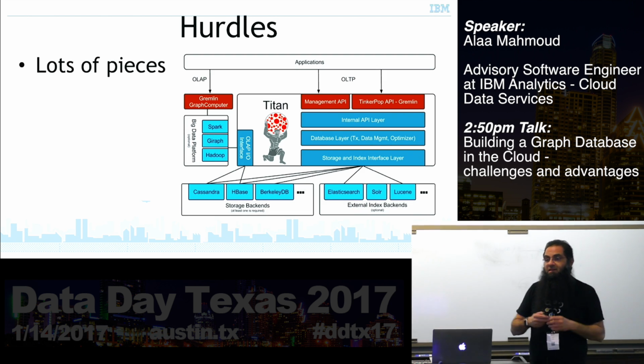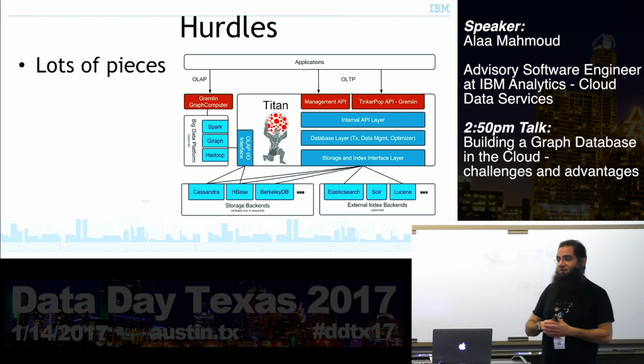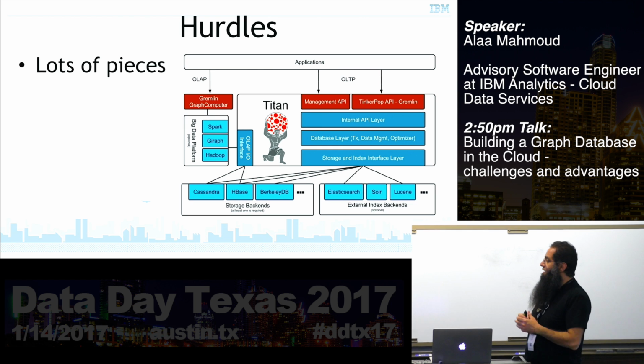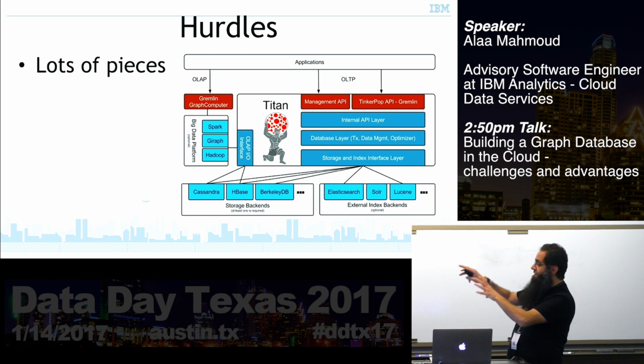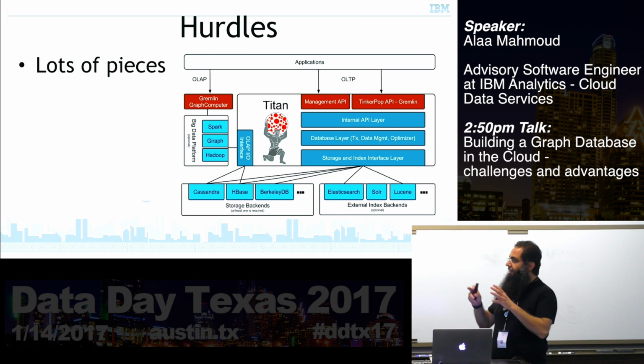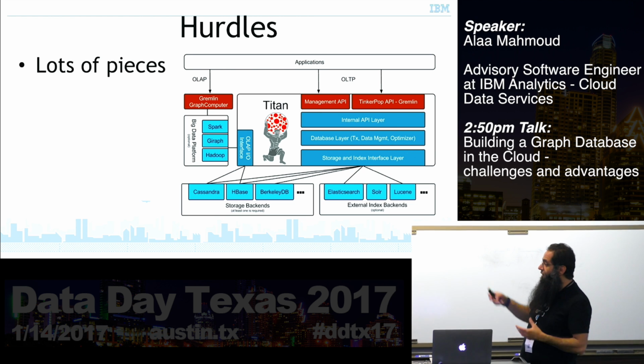There are lots of pieces. It's not really a single piece. It's not something that you go and download and I'm done. No, it's a lot of pieces. This is one of the very popular graph databases that are out there, Titan. This is not a typical Titan architecture, but at least 2/3 of what you see on the screen will be on any deployment that you're going to have. And you're going to have to maintain all of this.